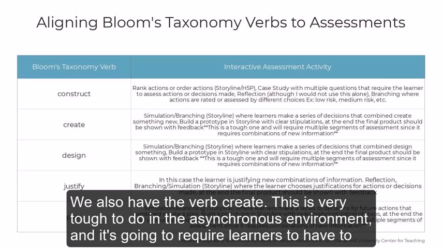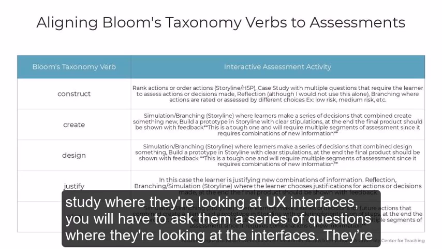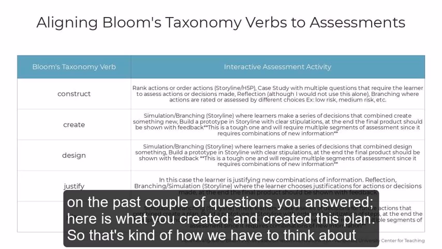We also have the verb create. This is very tough to do in the asynchronous environment, and it's going to require learners to have to make a series of decisions that, when combined together, create something new. If you want the learner to create a data analyst study where they're looking at UX interfaces, you will have to ask them a series of questions where they're looking at the interfaces. They're correlating that interface to what they learned in their lesson. All of those answers are brought together, and the learner is shown, here, based on the past couple of questions you answered, here is what you created and created this plan. So that's kind of how we have to think about creating.